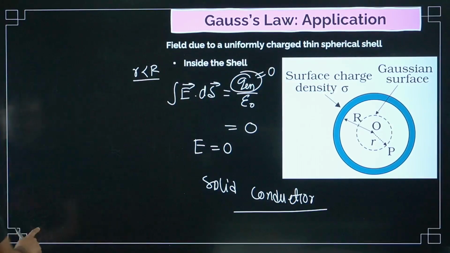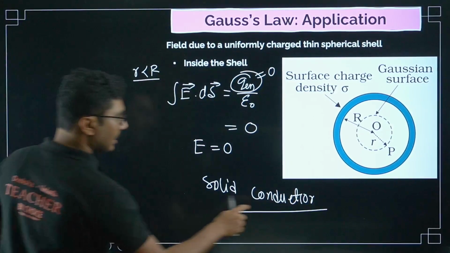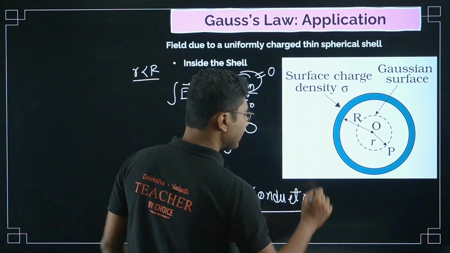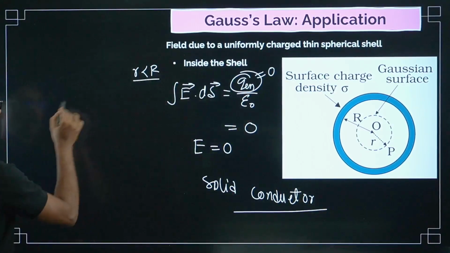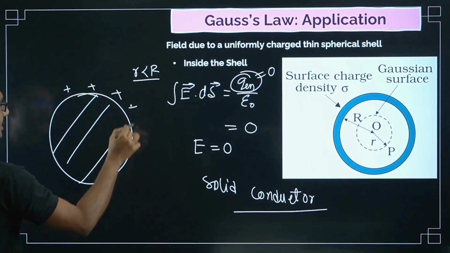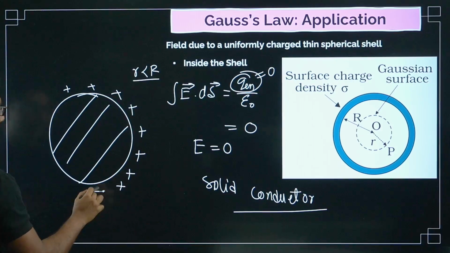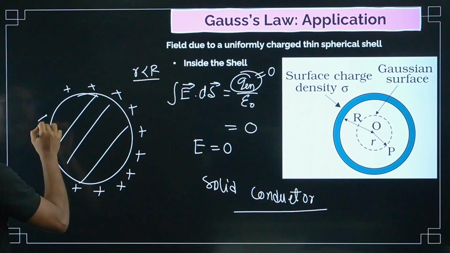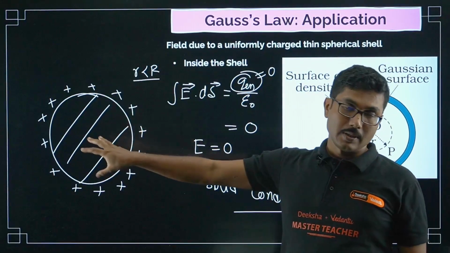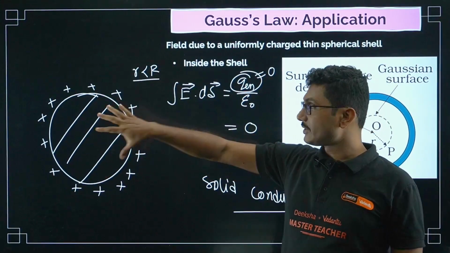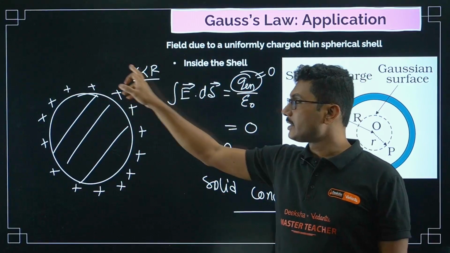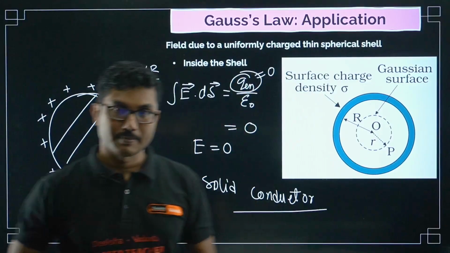In the last case also I said, because in case of a solid conductor there is no charge inside the conductor. If it is a solid conductor, charges will always remain on the surface. If it is an insulator, charges can stay inside as well. For example, if it is a rubber ball, charges can stay inside as well. But if it is a metal ball, then charges will always remain on the surface.